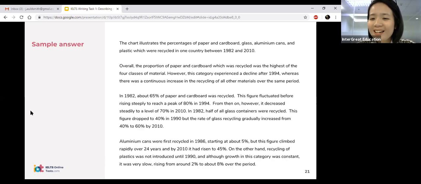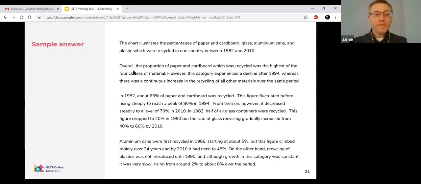Maybe we'll answer one more question before we end. Some teachers, and according to some samples, say we should not write the year and the data in the overview. Is this right?